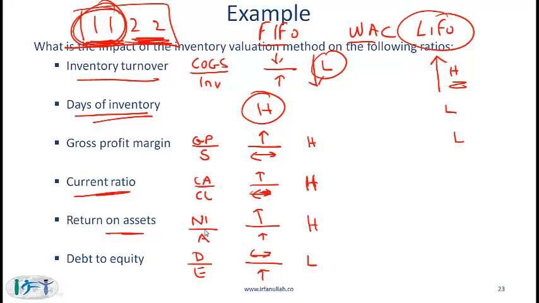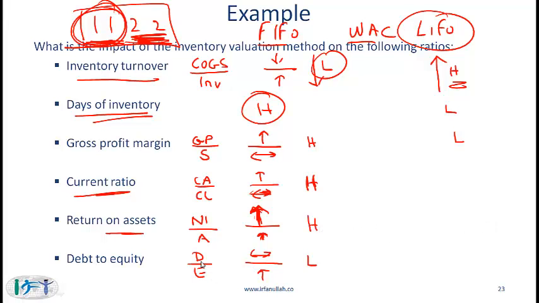Return on assets, net income over assets. This is slightly tricky. Net income is higher with FIFO because our cost of goods sold is low. Assets are also higher, but note that the impact on net income is going to be much more substantial than the impact on assets. And you can look at the numbers in the example, or you can simply take my word for it, that net income in percentage terms is going to be much more relative to the increase in assets. And therefore, overall, this ratio for FIFO is going to be higher relative to the other methods.